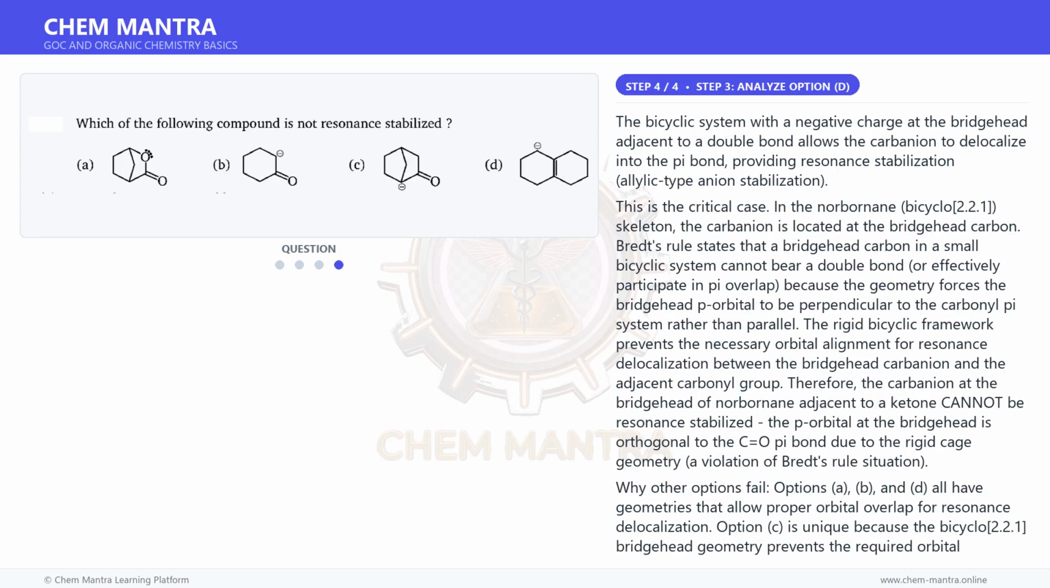And for the final step, the bicyclic system with a negative charge at the bridgehead adjacent to a double bond allows the carbanion to delocalize into the pi bond, providing resonance stabilization, allylic type anion stabilization. This is the critical case.